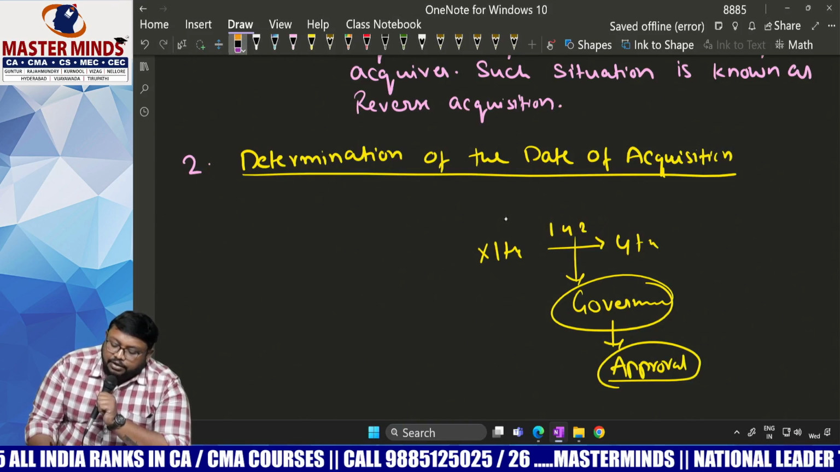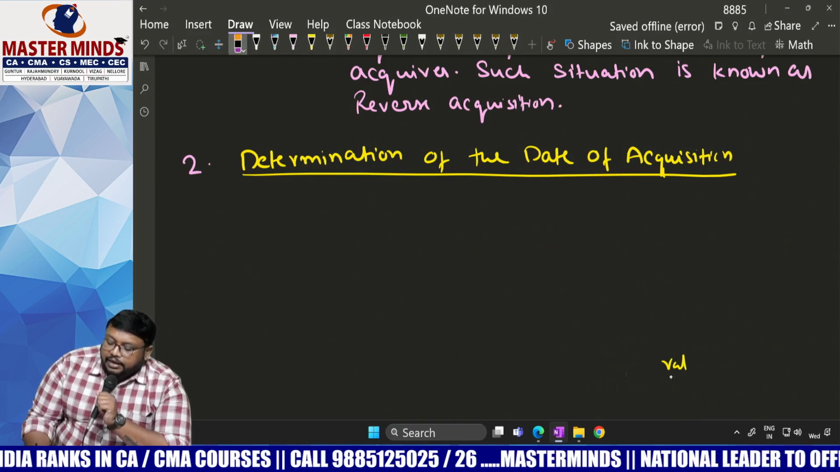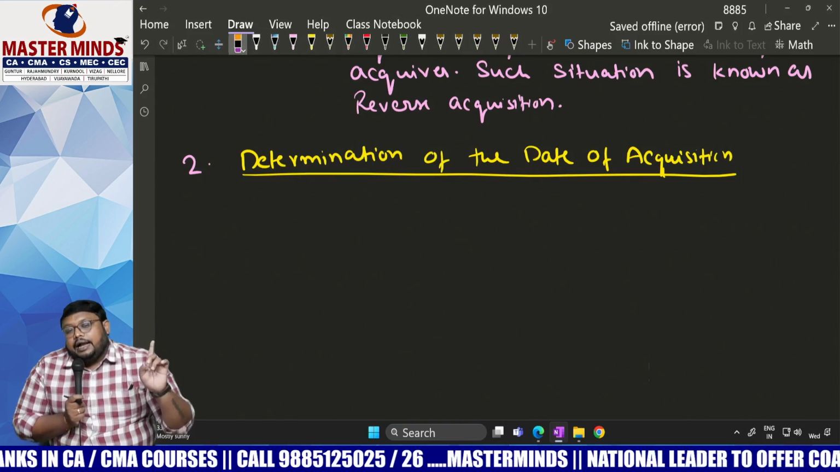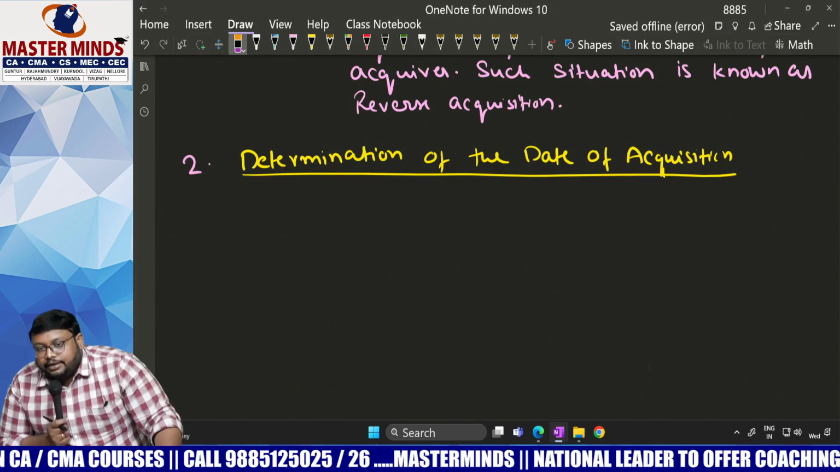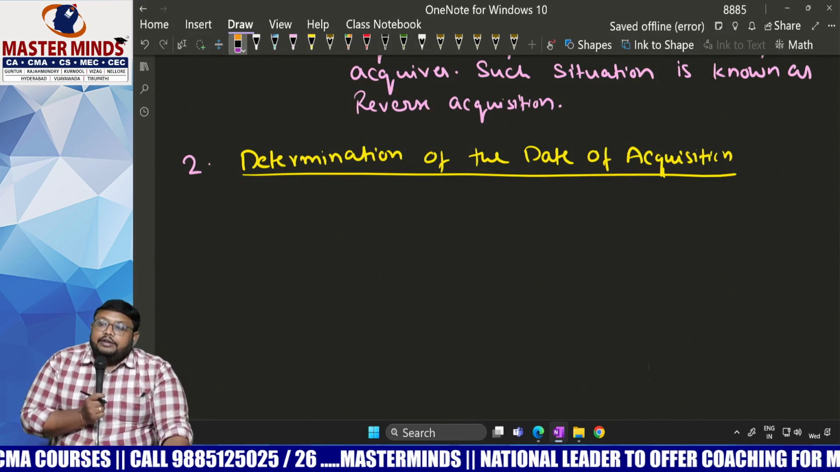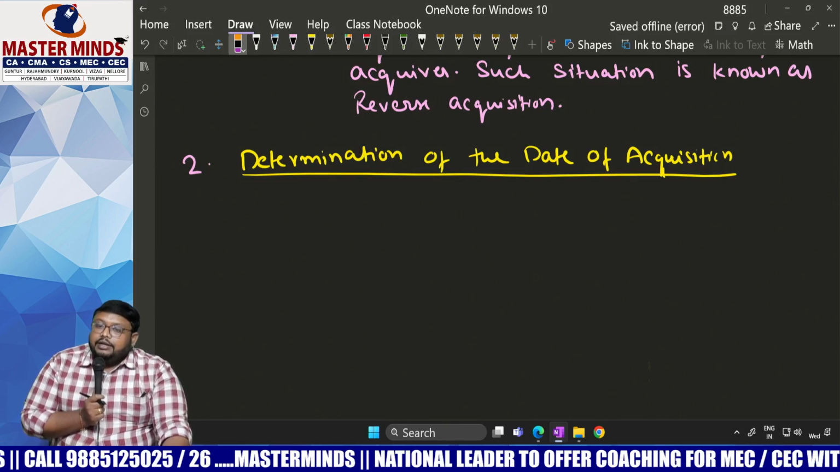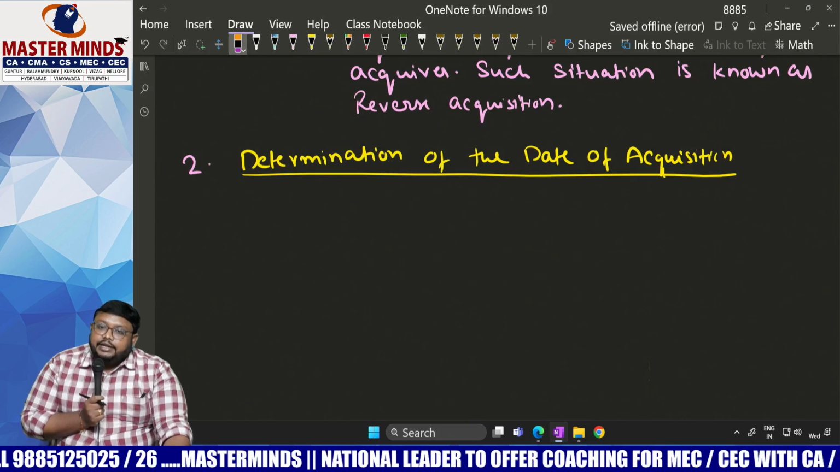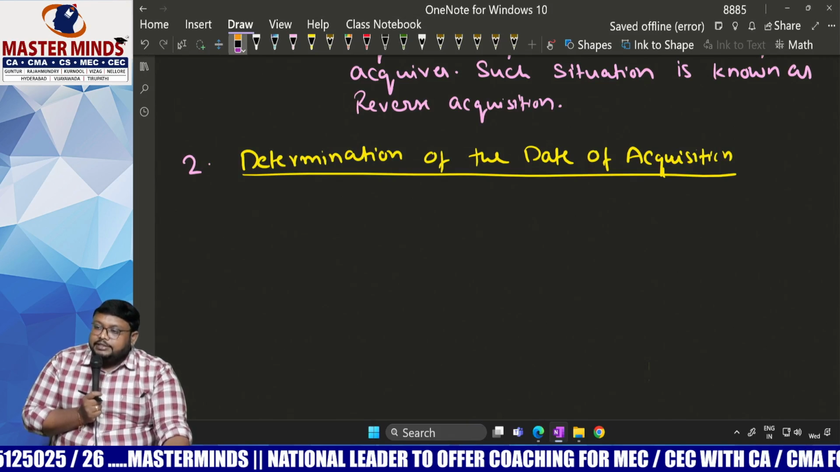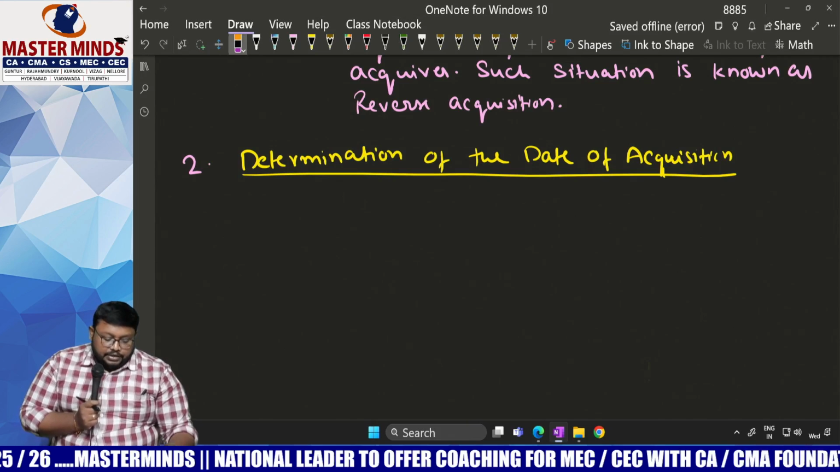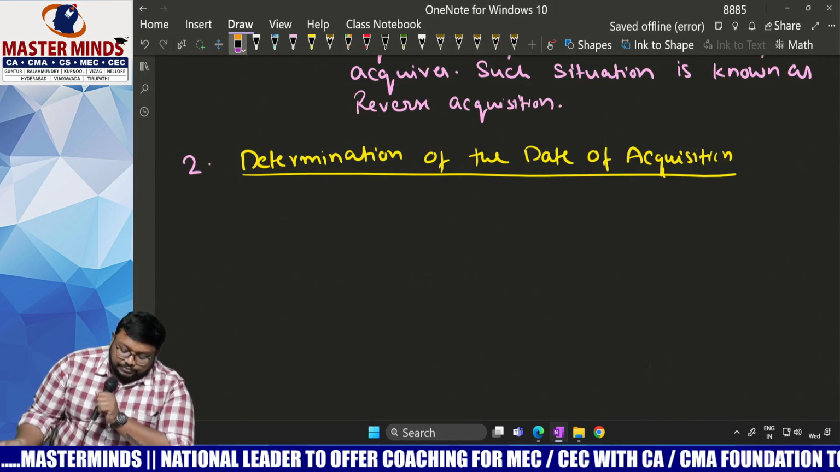Second one is date of acquisition. First one, identification of acquirer. Identification of acquirer means identification of the accounting acquirer. Second one is determination of date of acquisition. The date on which the acquisition happened, we call it the date of acquisition. Second step, write it down.